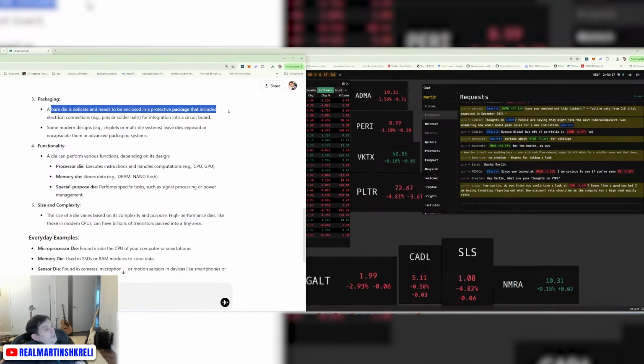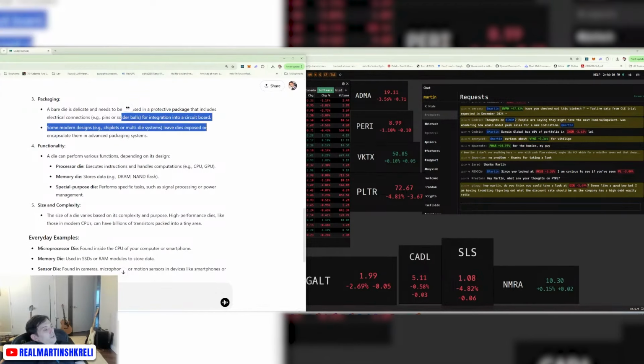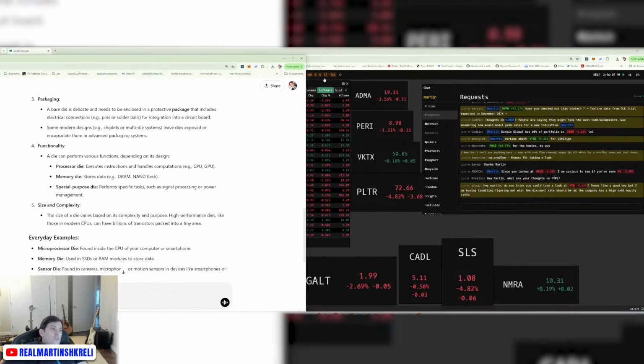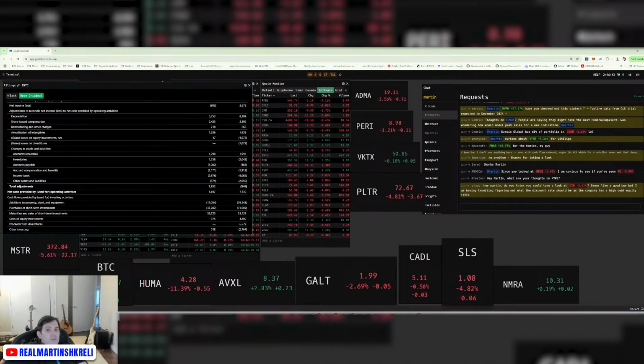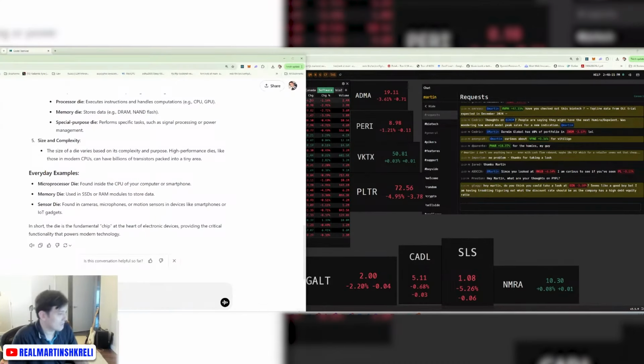Okay. A bare die needs a package for integration into a circuit board. Usually, Georgios, you have to actually make the thing and test it. If it's just an idea, it's kind of hard to patent. You have to at least make some of it and patent it. I don't think you could just sketch it out. In short, the die is the fundamental chip at the heart of electronic devices, providing a critical functionality that powers modern technology. But the die is not the PCB, right? It's the actual processing unit after fabrication.